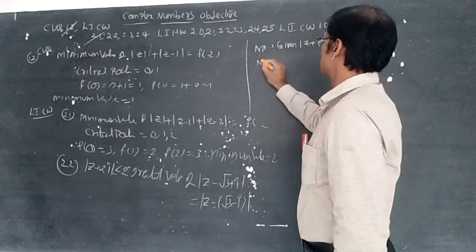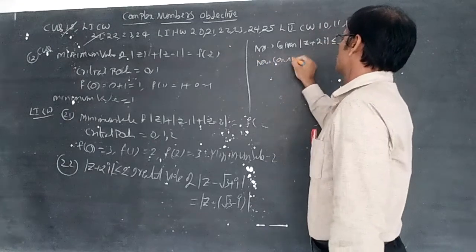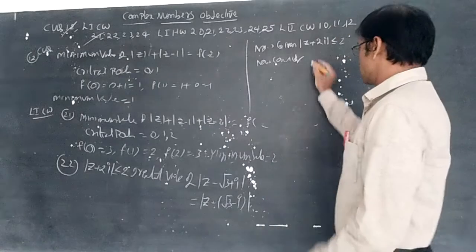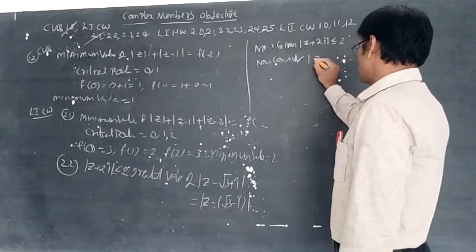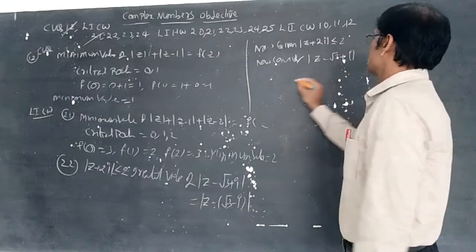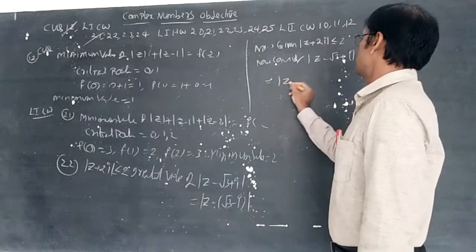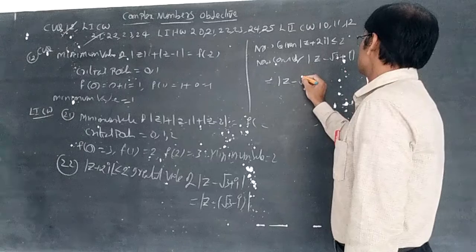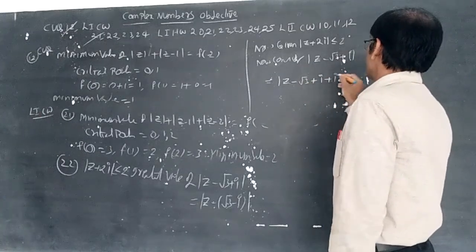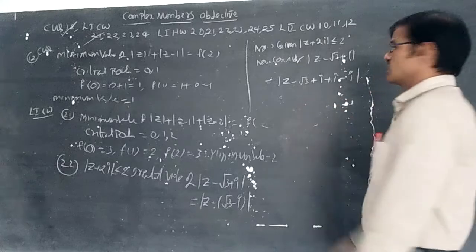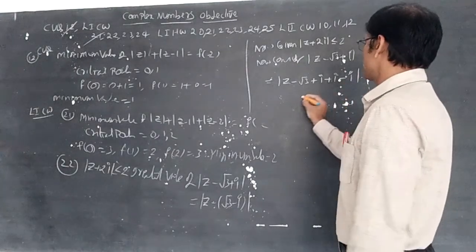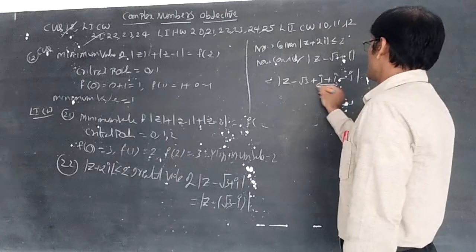Now consider the value we don't know. That is not right like this. Consider modulus of z minus root 3 plus i. That is equal to modulus of z minus root 3 plus i minus i, like this. So keep an adder on line.